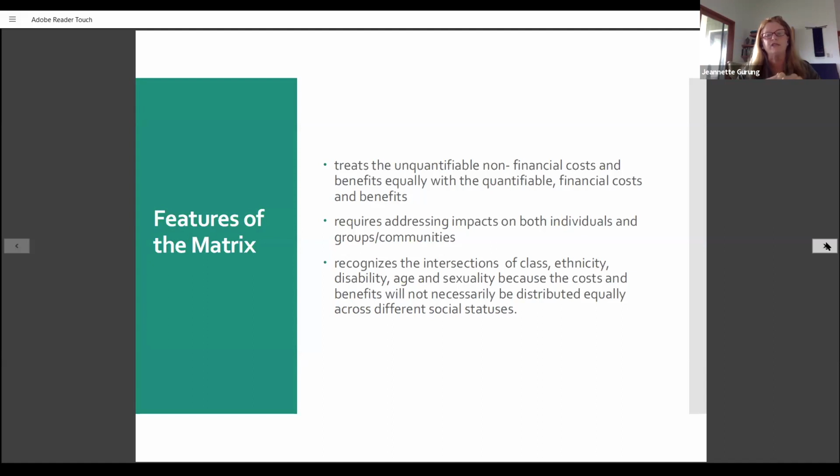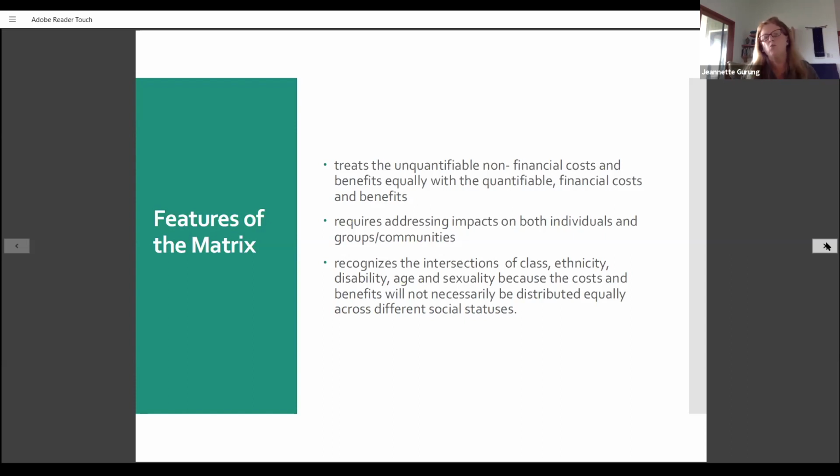And it requires addressing impacts for both individuals and groups, communities. Sometimes it's the same, but we do need to consider that there are groups that have group interests that need to be addressed, perhaps separate from the individual response. And it recognizes, and this is very critical, the intersectionality of class, ethnicity, disability, age, sexuality, because these individuals and groups will have benefits and costs that are not necessarily the same. Women and men are not monolithic groups. It takes a little bit of extra effort to understand those specificities.